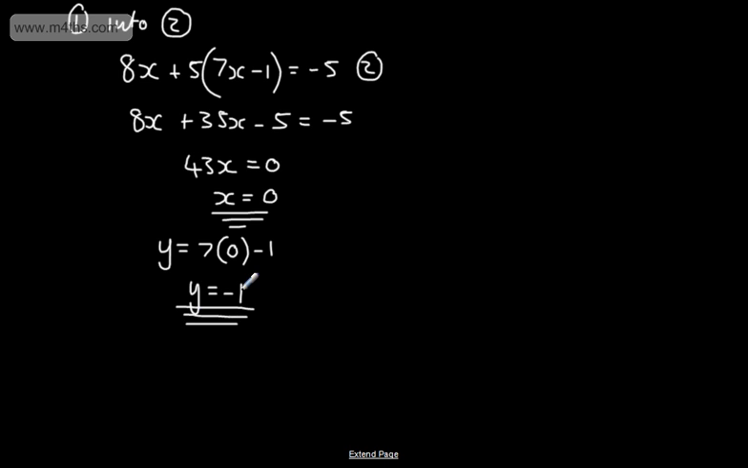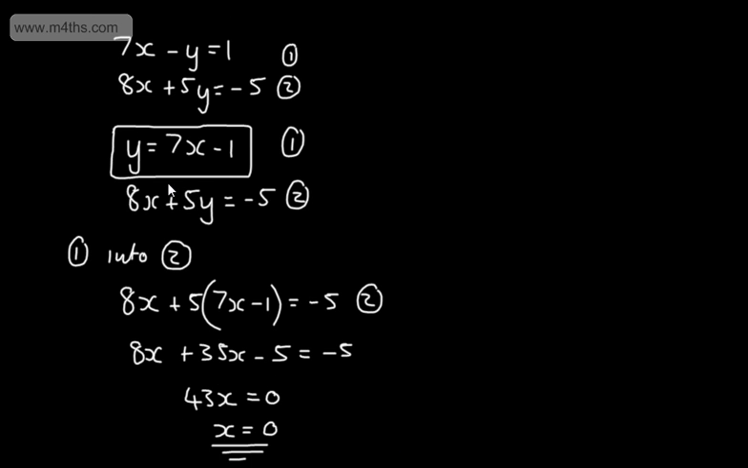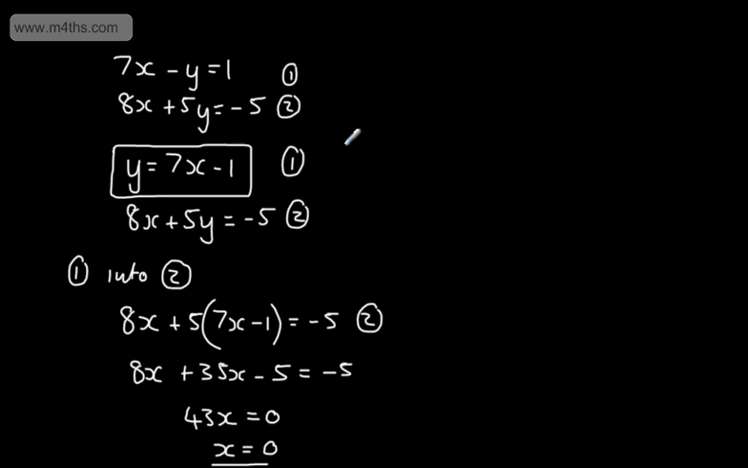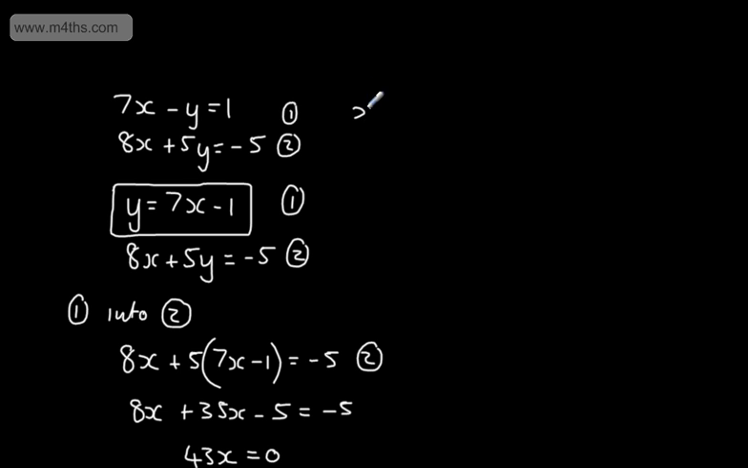So let's check those values work in both equations. So if we look, we said x is equal to 0, y is equal to negative 1. So if we do that, what we're going to have, 7 lots of 0 is 0. Then we're going to have subtract negative 1, which does give us 1. So we know it works for that one. 8 lots of 0 plus 5 lots of negative 1 does give us negative 5, and it works for that one. So this is just an alternative approach.